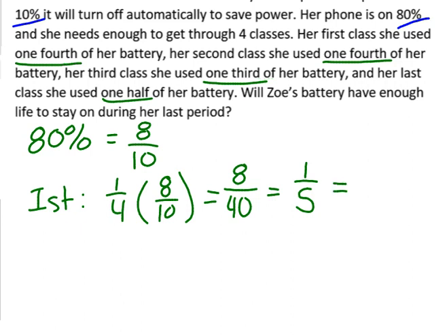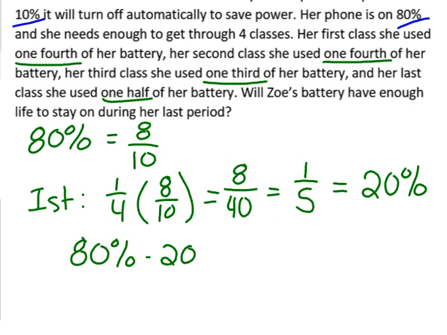So 1/5 is also going to be equal to 20%. So to make it easy, we can do 80% minus 20%. We get 60%. And now I want to convert this back to a fraction so we can multiply during the second period. So this is going to be 6 over 10.